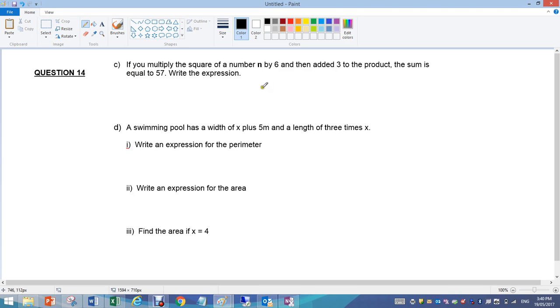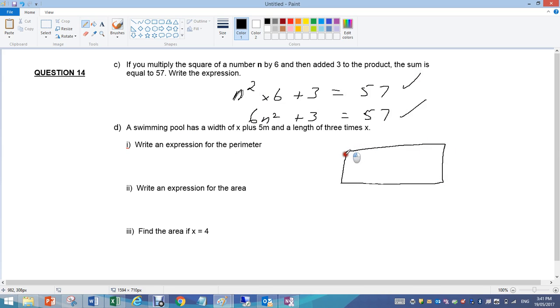Part C, if you multiply the square of a number n, so n squared, by 6, and then add 3 to the product, the sum equals 57. There we go, that's finished. You could also do it if it's n squared times 6, we'd normally probably write it like this, 6n squared plus 3 equals 57, but both responses are totally correct.